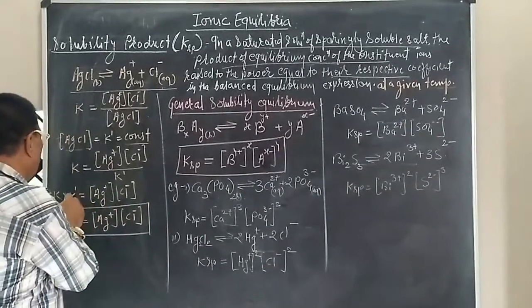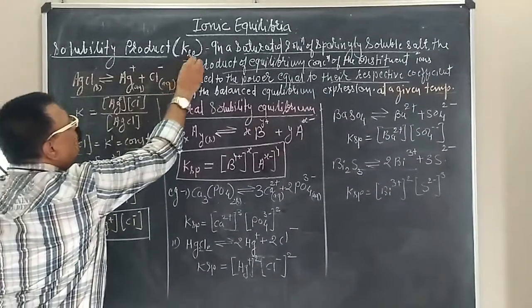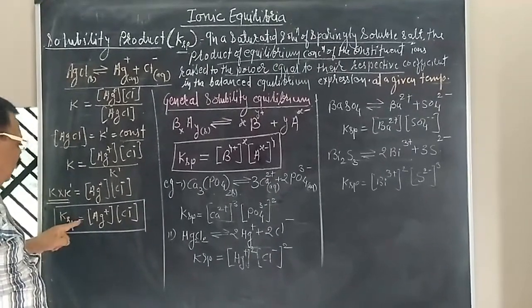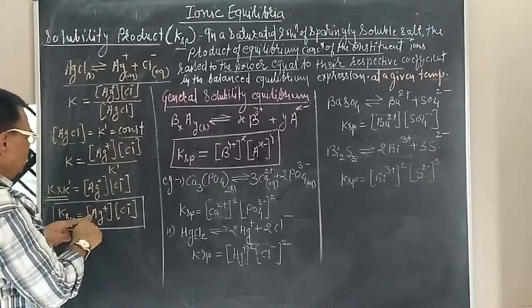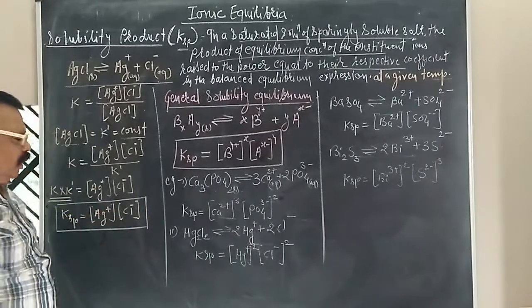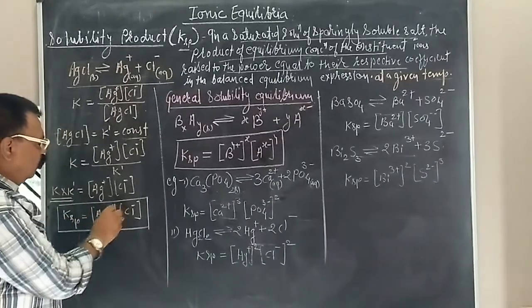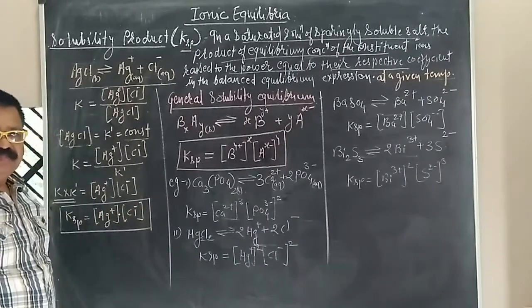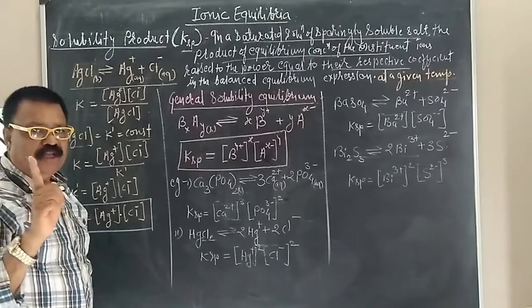If this is the solubility product, then it is abbreviated as KSP, that is equal to the concentration of Ag positive into the concentration of Cl negative. So this is the product of the concentrations of the constituent ions. Now I am coming to the definition.